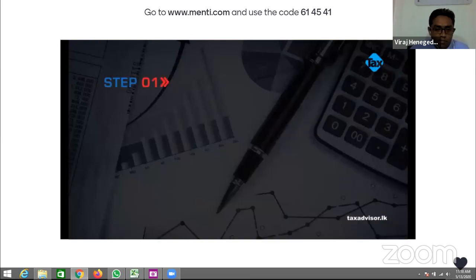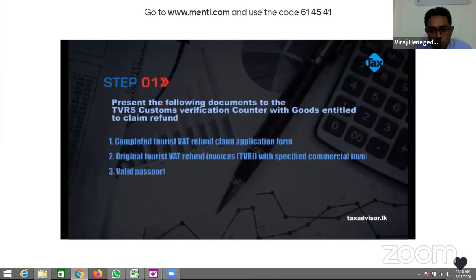Step number one, present the following documents to the TVRS Customs Verification Counter with goods entitled to claim a refund. Number one, completed tourist VAT refund claim application form. Number two, original tourist VAT refund invoices, that is TVRI, with specified commercial invoices.